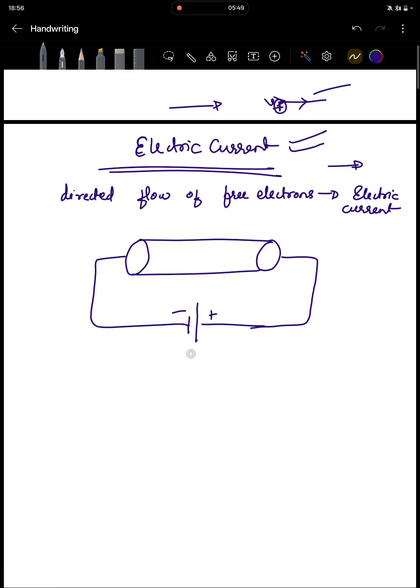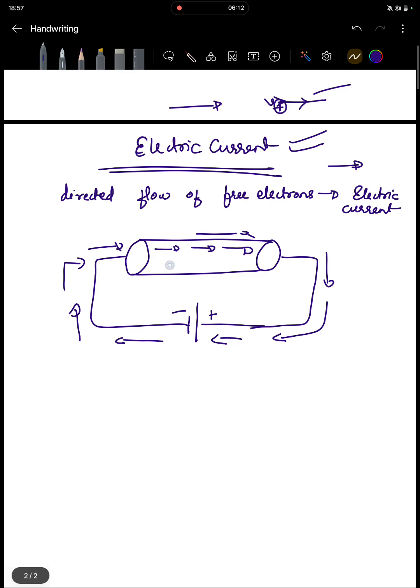When an electric pressure is applied, that is, when I connect a battery, the free electrons, being negatively charged, start moving towards the positive terminal of the circuit. This directed flow of electrons is called electric current. Inside the conductor, which I consider as a copper strip or any conductor, there are free electrons moving in a directed flow.